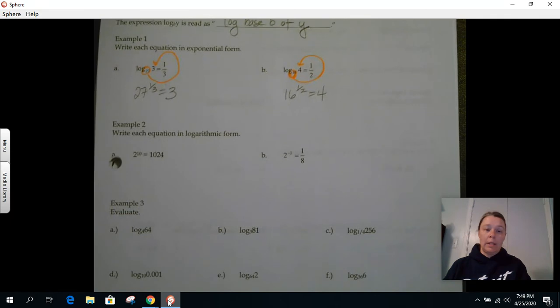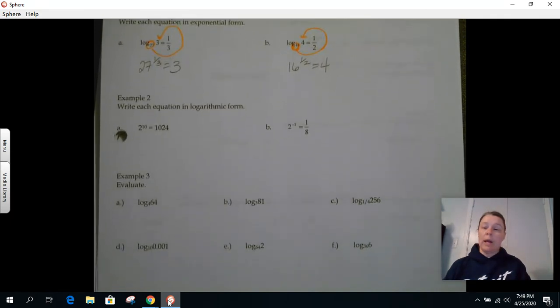All right, then let's take a look at example 2. Again, pause, give those a try, see what you come up with. We want to write them in logarithmic form.